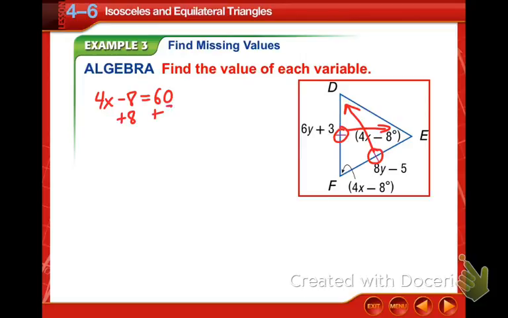So we add 8 to both sides, and 4x is equal to 68. We divide by 4. And x is 17.